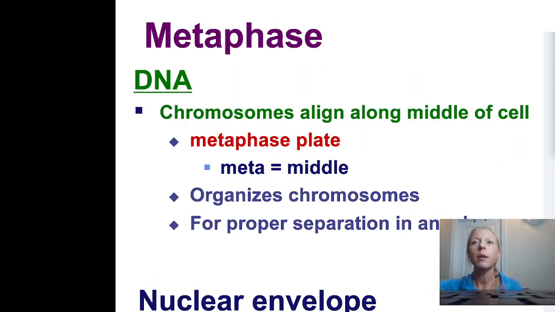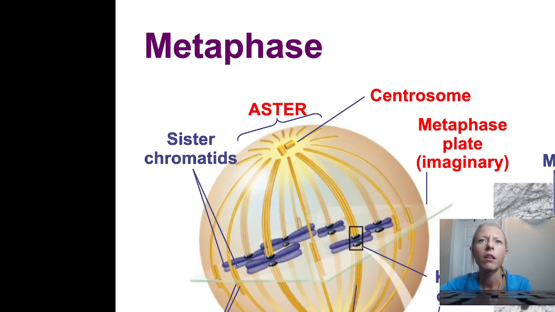Okay, metaphase. Pro means first, so prophase comes first. Meta means middle. So that means the chromosomes are going to line up in the middle, on what we call the metaphase plate, which is just the middle of the cell at that time. That's the main thing you need to know about this, that in metaphase, the chromosomes are aligned along the metaphase plate.